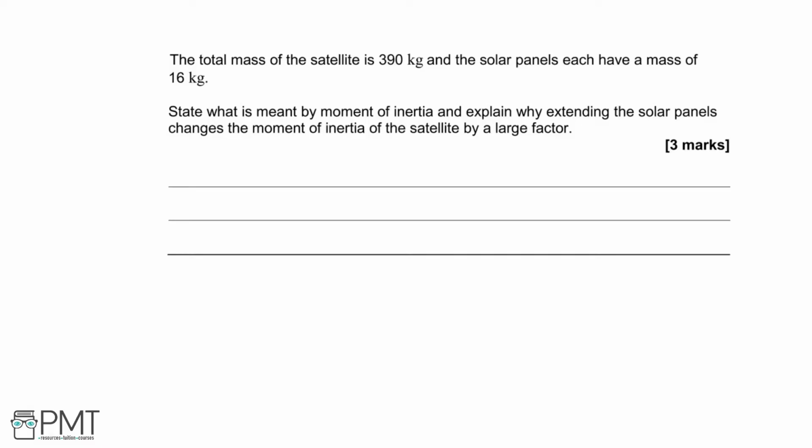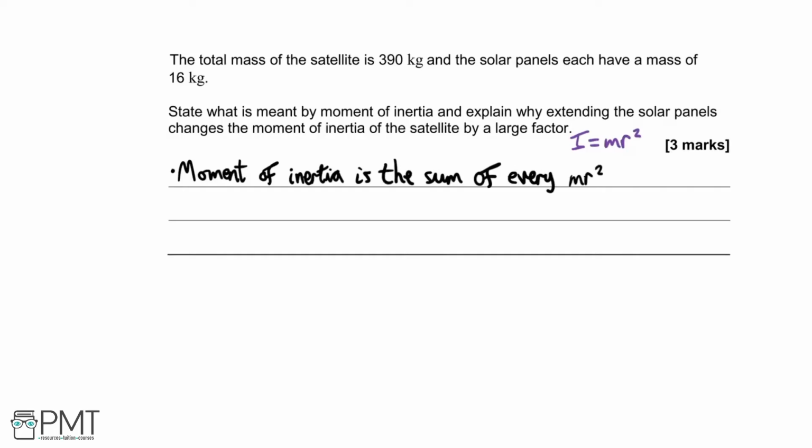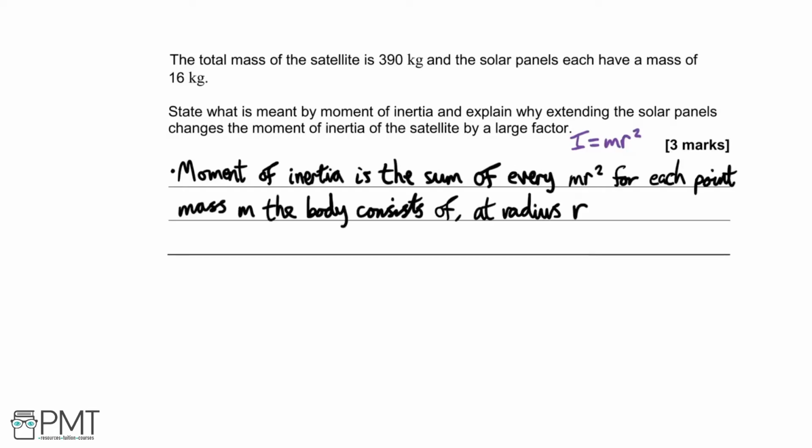And the equation that we use to calculate the moments of inertia of those individual point masses is I equals m r squared, where I is the moment of inertia, m is the mass, and r is the radius. So that's the first point that we're going to write down. So there's our first mark. Moment of inertia is the sum of every m r squared, so m times r squared, for each point mass m the body consists of at a radius of r.